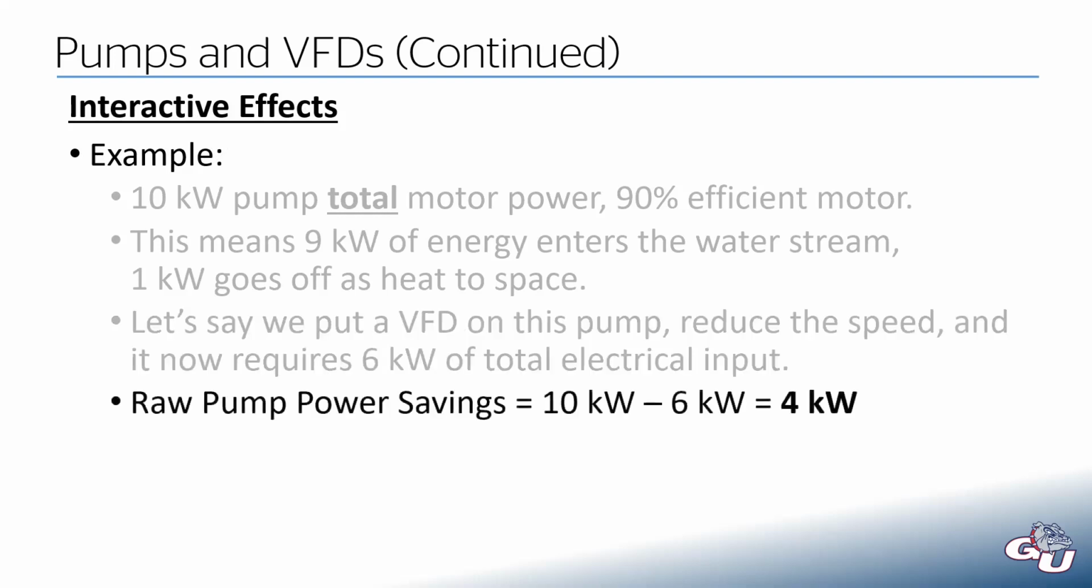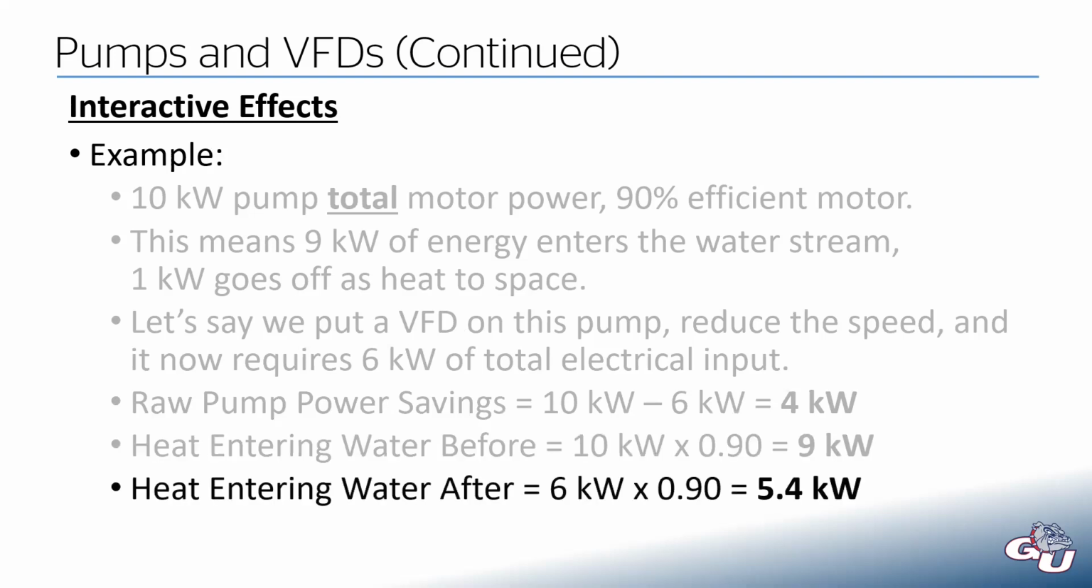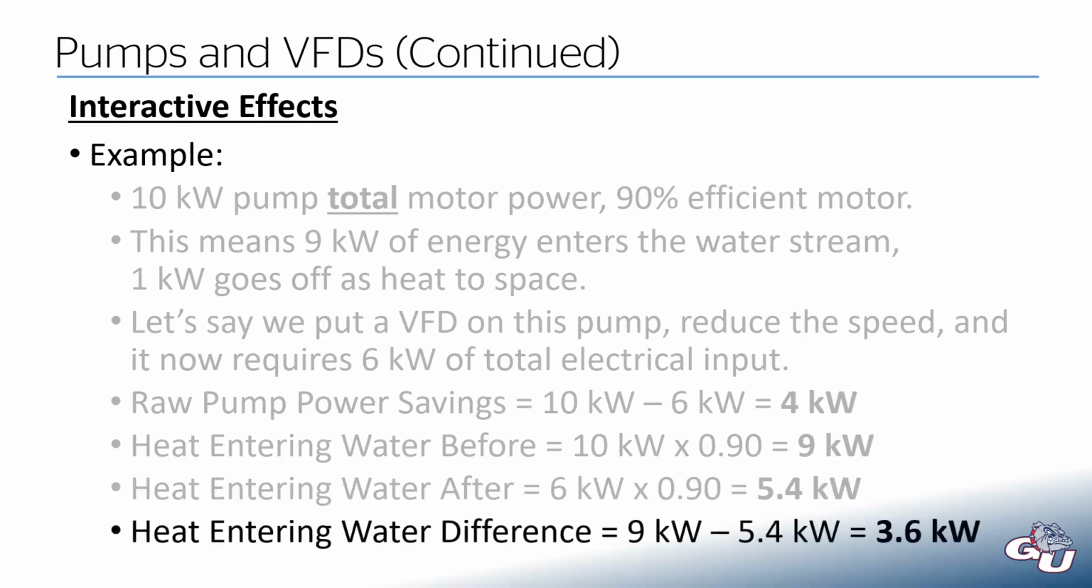So our raw pump power savings, 10 minus 6, 4 kW. The heat that was going into the water before was 9 kW because of that 10% that we're not accounting for. And the heat going into the water after is 5.4 kW. And so the difference there, we were putting in 9 kW, now we're putting in 5.4. So that delta, 3.6, that needs to come from somewhere. If it's a heating system, we'll have to make up that heat.